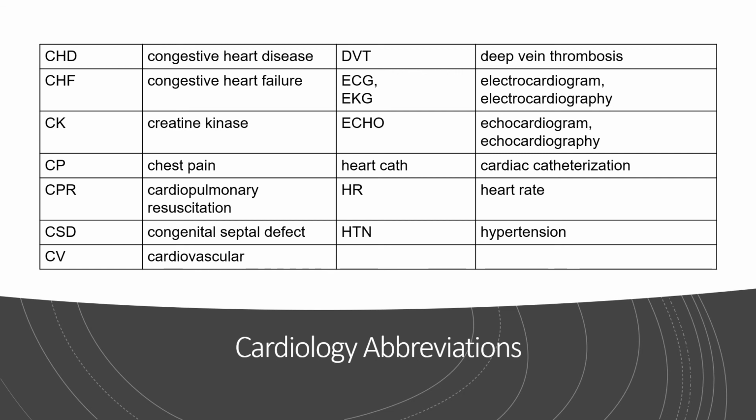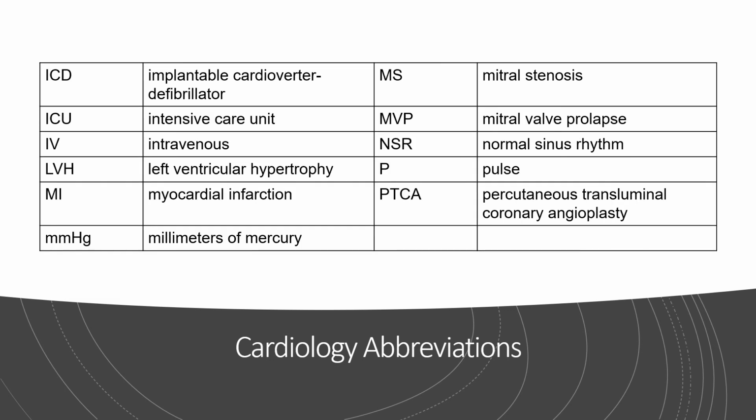DVT, deep vein thrombosis. ECG or EKG would be an electrocardiogram, electrocardiography. Echo, echocardiogram, echocardiography. Heart cath is a cardiac catheterization procedure. HR stands for heart rate, and HTN, hypertension. ICD, implantable cardioverter defibrillator. ICU, intensive care unit. IV, intravenous. LVH, left ventricular hypertrophy.